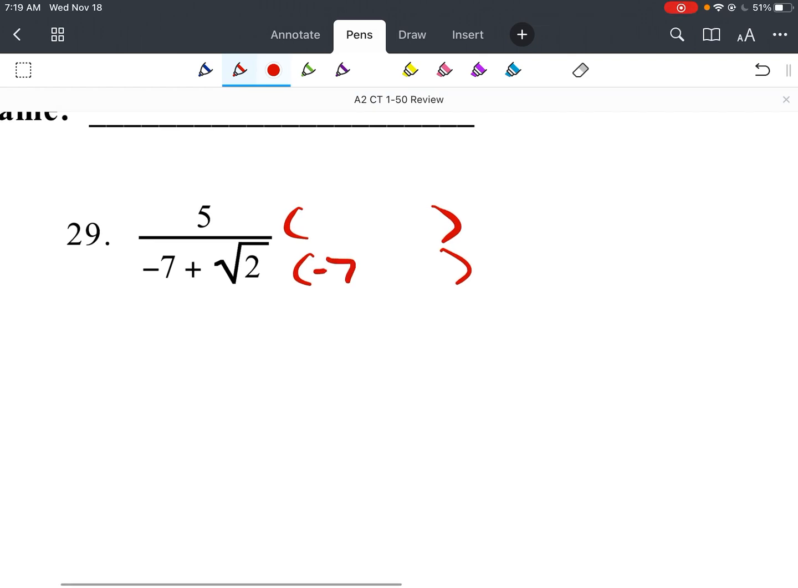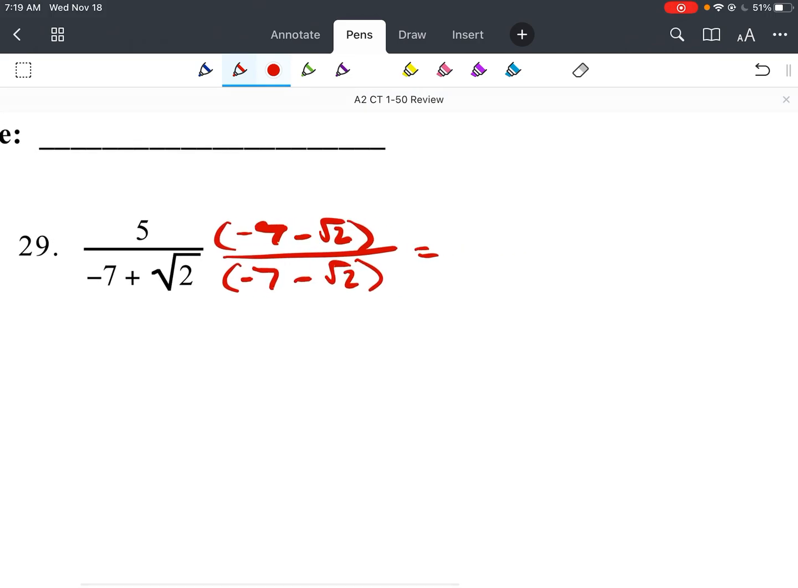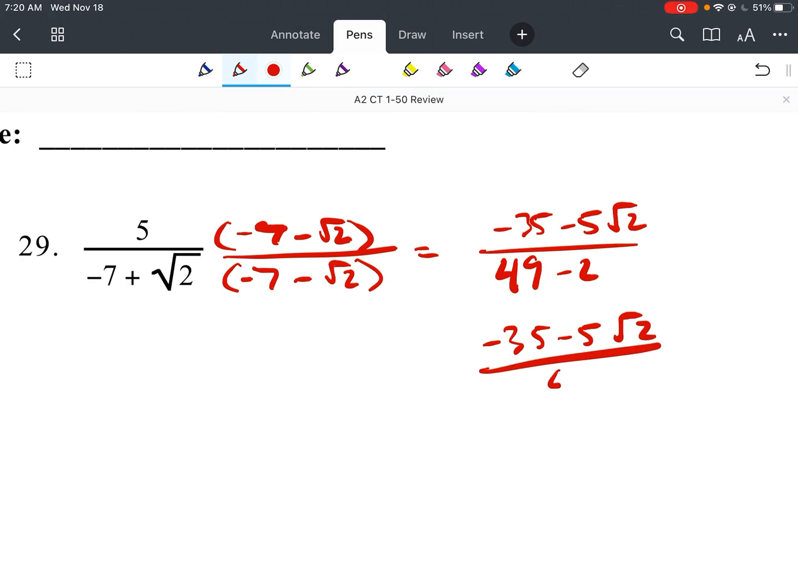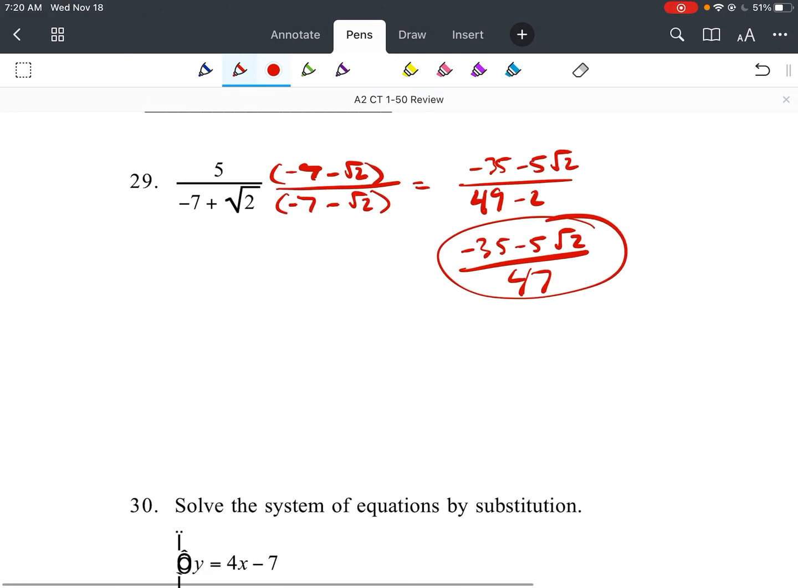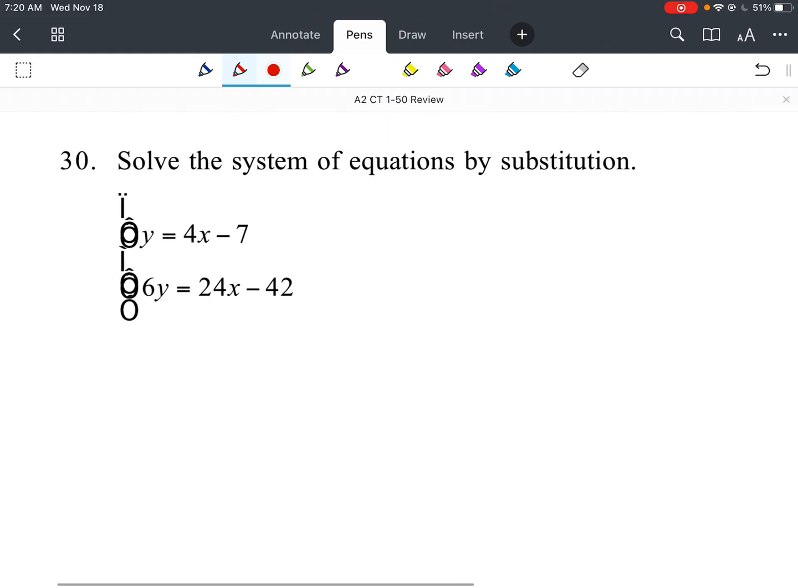This would be negative 7 minus rad 2, negative 7 minus rad 2. You're going to FOIL these terms there on the bottom, but you don't have to worry about the O and the I because you picked a conjugate, they're just going to cancel out. So first and last, this would be 49, and this would be minus 2, so this is going to be 47 when we're done. And the top was negative 35 minus 5 rad 2, and so this is just negative 35 minus 5 rad 2 all over 47. Okay, hopefully that clicks for you.